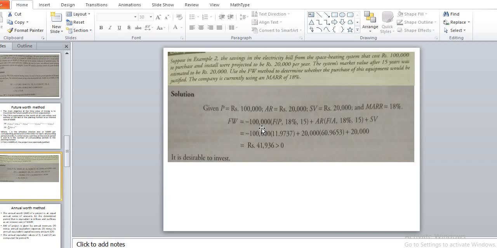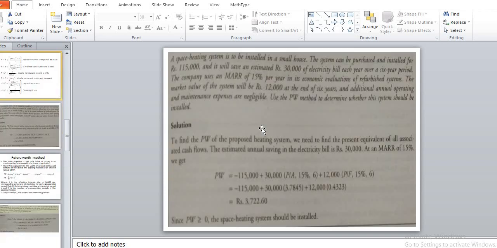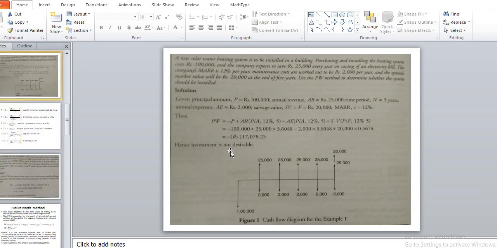of the first numerical. This is the cash flow diagram of the first numerical. This is the particular investment, which is considered negative, and the savings are considered positive. The saving for each year is considered positive. In our example, this saving is given as 20,000 for the particular years, and 1 lakh is the investment.